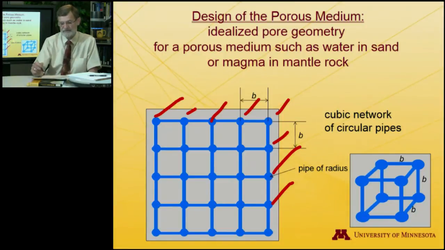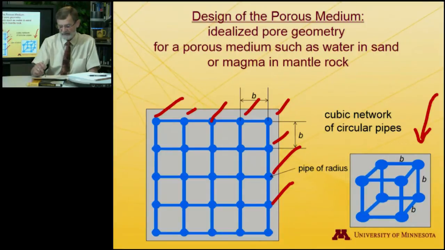You can think about it in terms of unit cells that compose the structure, and down in the lower right-hand corner is a unit cell, sort of like what you talked about in mineralogy. And it's just a cube with equal dimensions b on every side. So it's a series of tubes. Each of these red lines that I drew back here is a tube, a circular cross-section, and there's a network that looks like this unit cell in the lower right-hand corner.